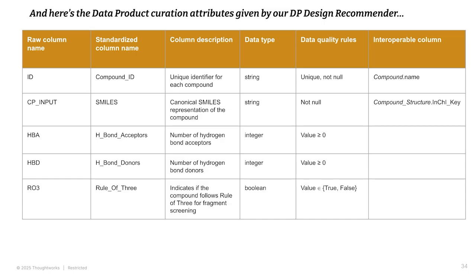And finally, you have another important recommendation, which is the interoperable column. By means of the SMILES value, you can actually connect to another data product, compound structure, by the InChI key column. By combining different data products, a SME or a researcher will be able to get a unified view across the data and be able to make decisions at a better rate.